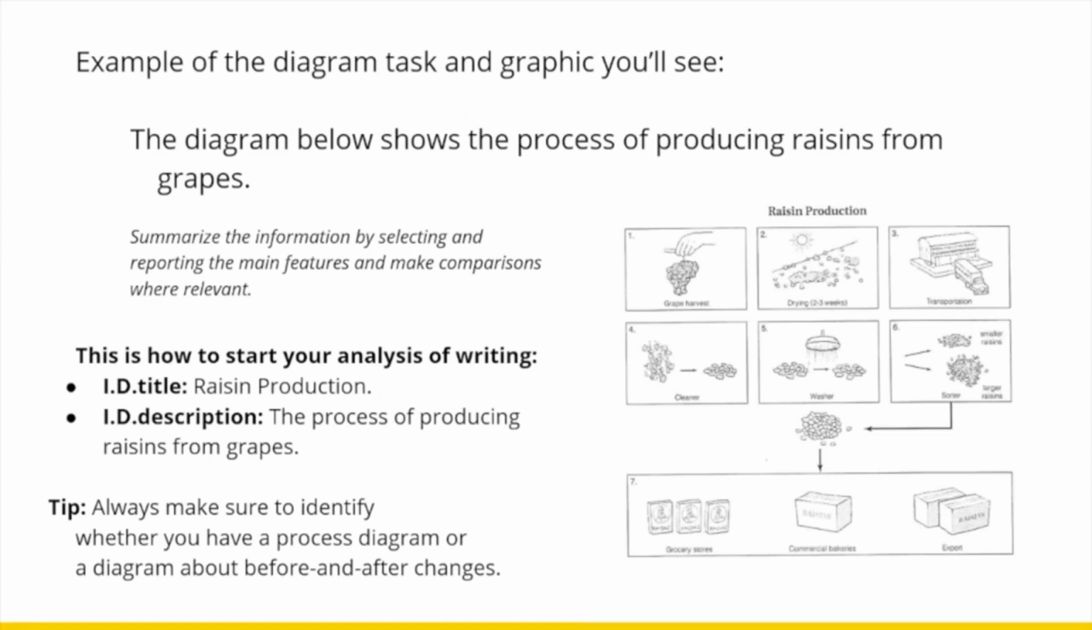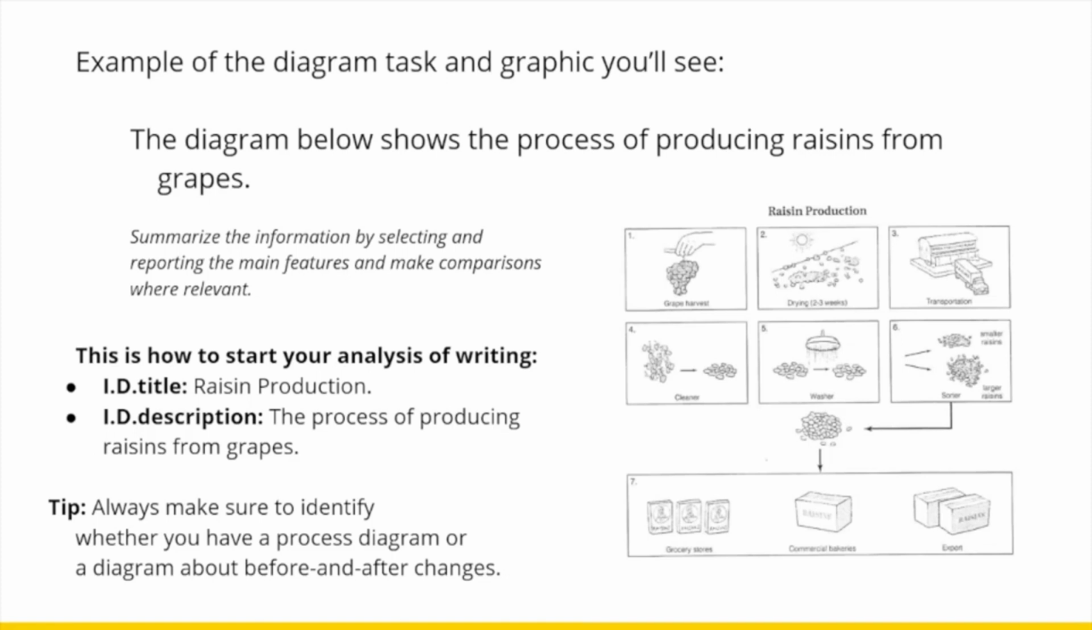Alright guys, here's an example of the diagram task essay. So let's go ahead, and I'm going to read a prompt for you, which states the following. The diagram below shows the process of producing raisins from grapes. And the requirement is always the same when it comes to task 1. Summarize the information by selecting and reporting the main features and make comparisons where relevant.